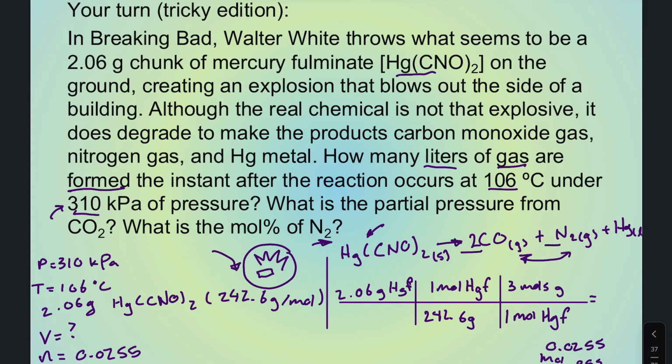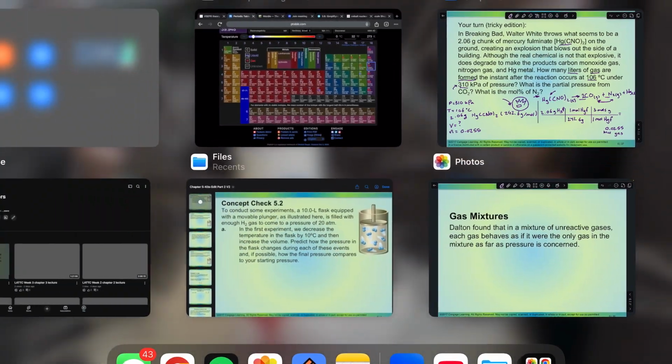Okay, so now that we have this information, we can continue, but let's clean it up a little bit more, so then we can just find the number of liters and we don't have to do much else. So we have 310 kilopascals. Can we use that? Well, yes, we can, because it's not in millimeters of mercury, which means that we can use one of the other values.